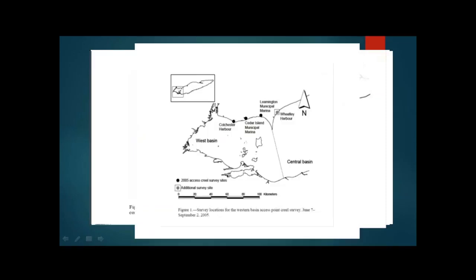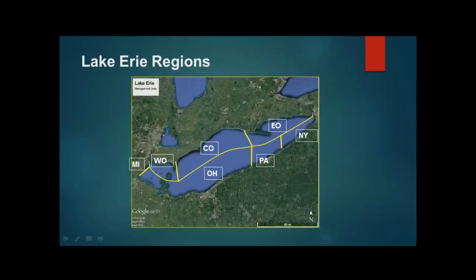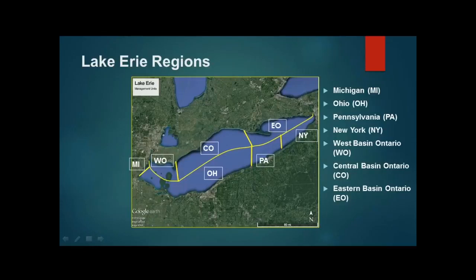When you put all of those different maps together, you get Lake Erie that looks like this. So it's divided into the different regions that we see. We have Michigan, Ohio, Pennsylvania, New York, West Basin Ontario, Central Basin Ontario, and Eastern Basin Ontario. I'm going to be referring to these locations in my next figures.